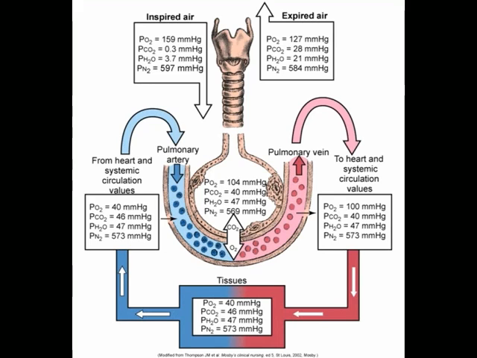Now, on the pulmonary vein end that's going back to the heart, you see we have a PO2 of 100. Why not 104? Geez, we had 104 in the alveolus. Why can't we get 104 coming back to the heart? Again, we have this process of perfusion going on back and forth, so we're not going to have enough time to fully get the benefit of all of that PO2 that's in the alveolus.